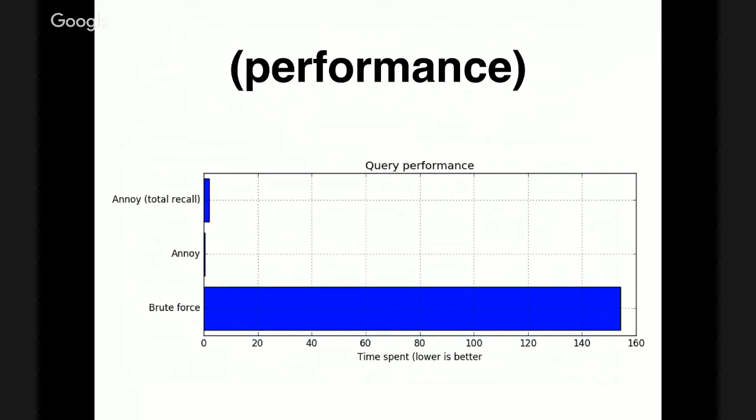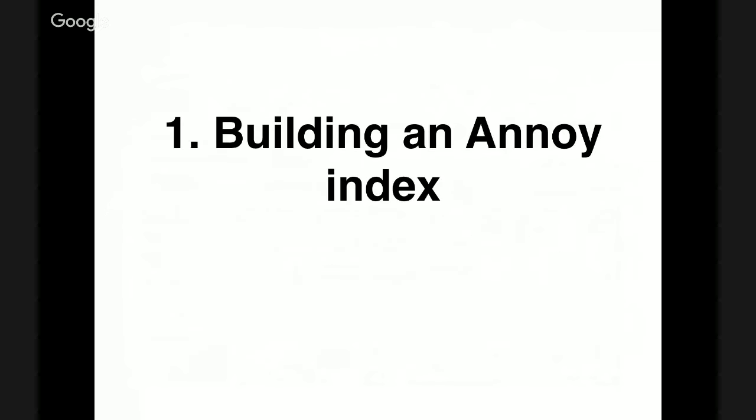I'll keep going. Cool. So let's talk about how Annoy works. There are a few different ways you can do this approximate nearest neighbor search. Annoy uses an algorithm that I basically just came up with. It kind of seemed to make sense.